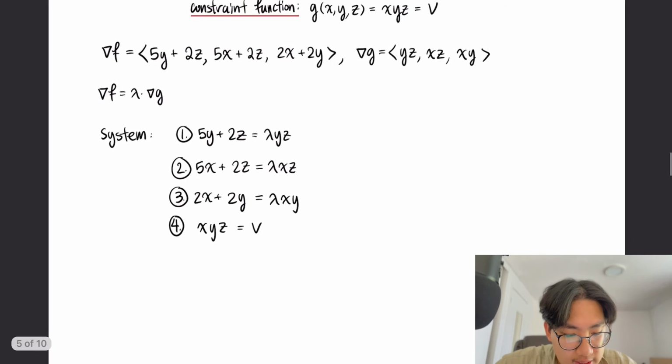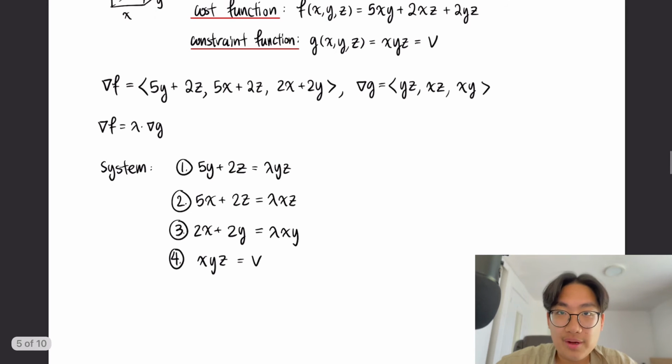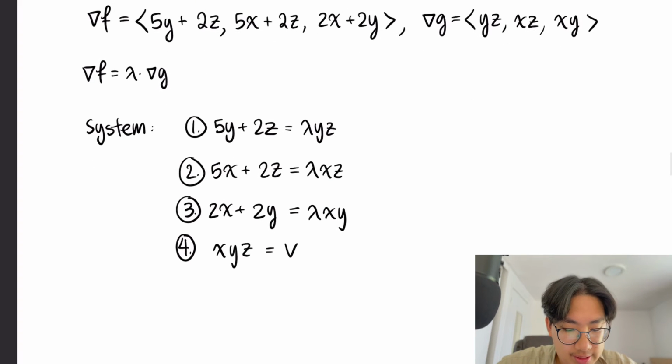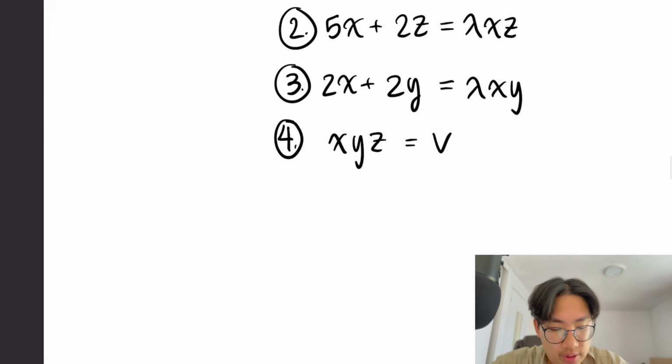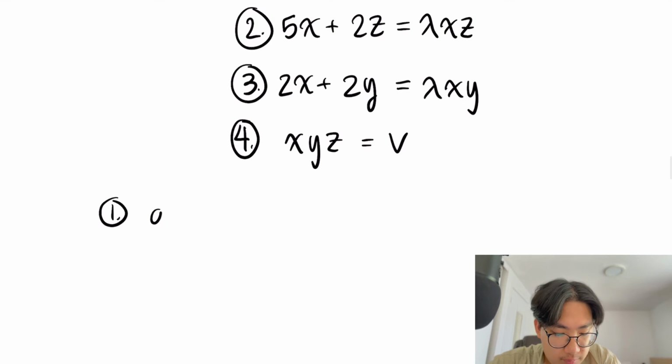Okay, so this is where the unintuitive part will come in. Usually, your goal is to simply solve for x, y, z. And depending on the constraints of the question itself, you can sometimes conclude that, let's say, lambda cannot equal 0 or lambda must equal something. But in this case, we're going to first use equations 1 and 2.